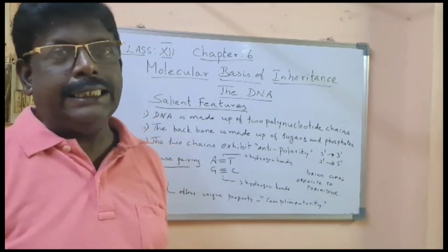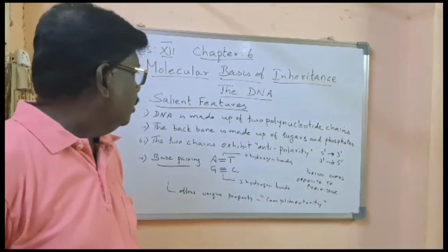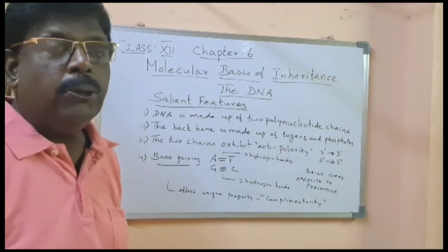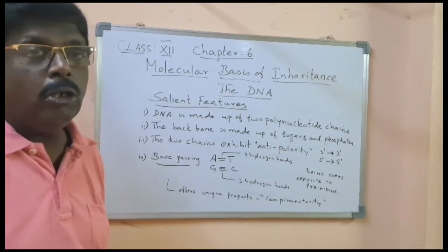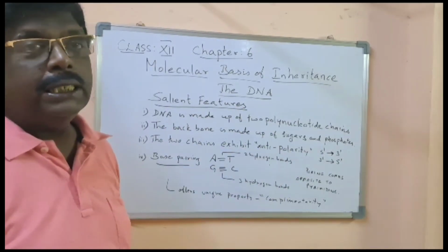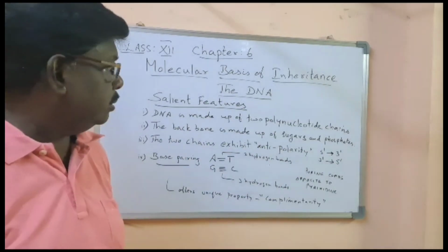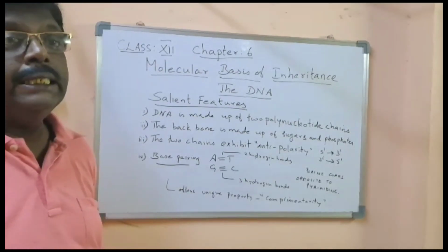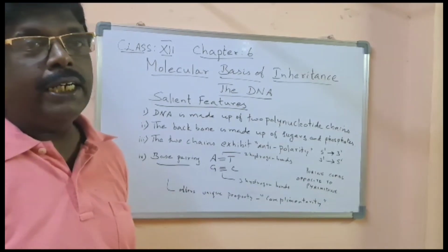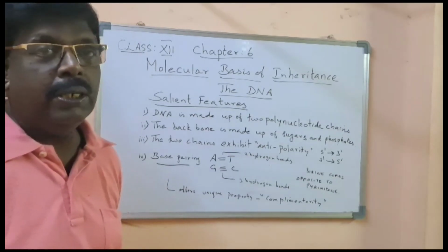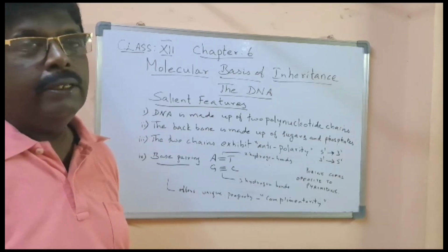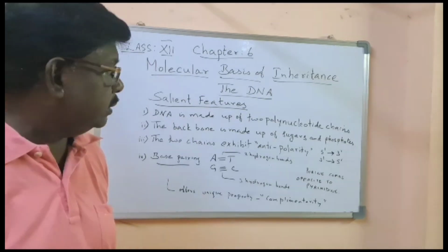So let us see the salient features of DNA. First, DNA is made up of two polynucleotide chains. Second, the backbone of DNA is made up of sugars and phosphates. Third point, the two chains exhibit antipolarity, that is 3' to 5', 5' to 3'. One side will be a phosphate group, the other side will be a hydroxyl OH group. So, 3' and 5' ends.